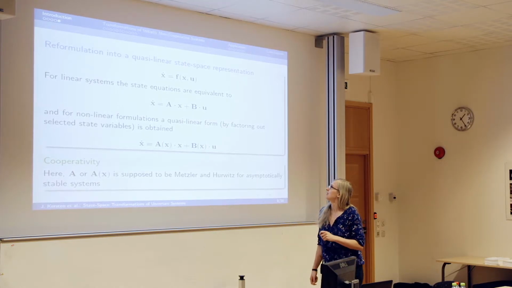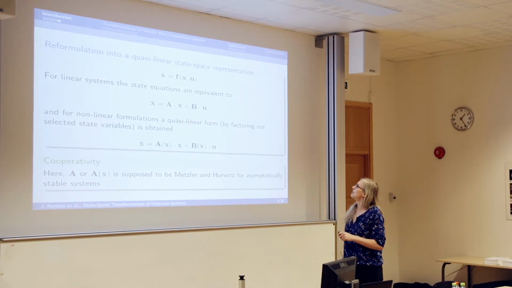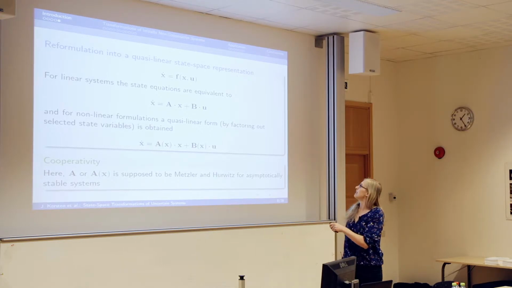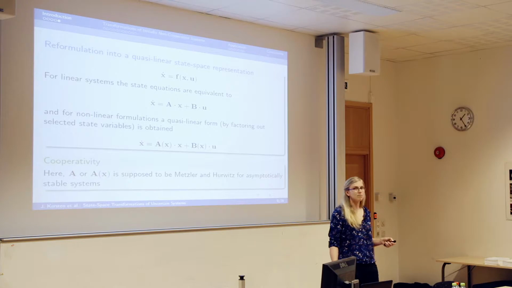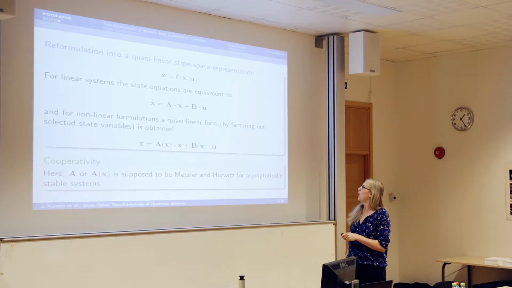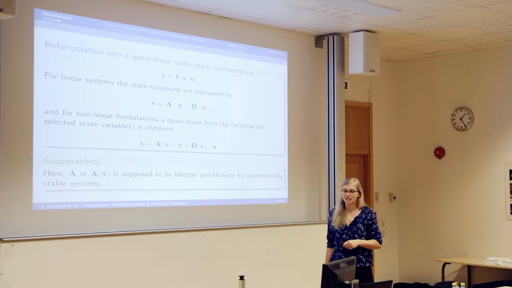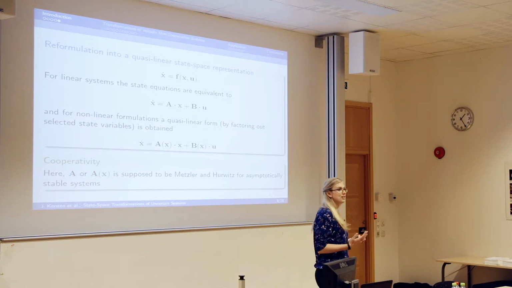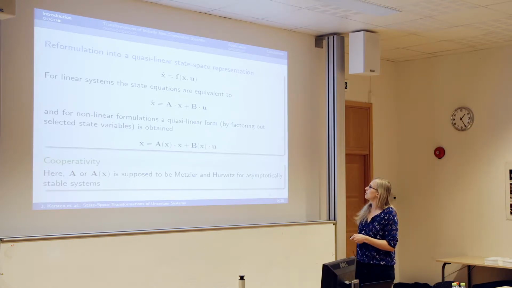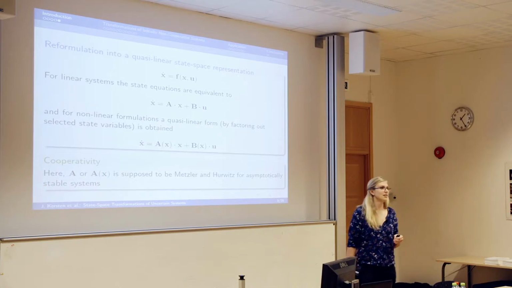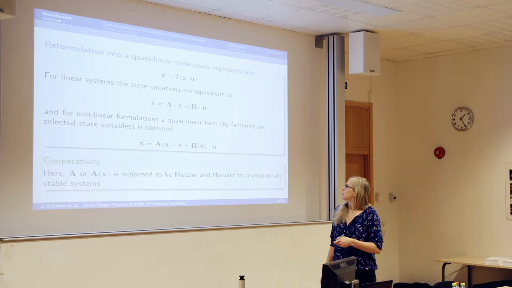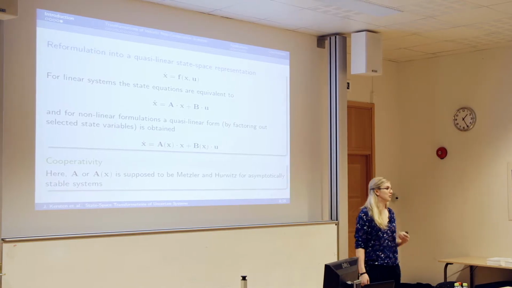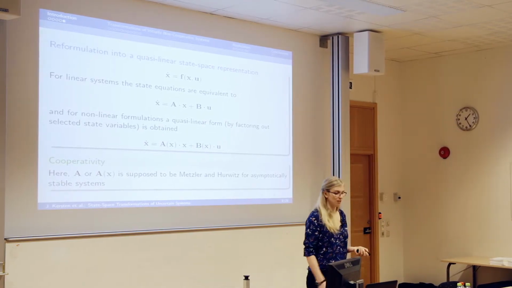So we consider this system to be given in a quasi-linear state-space representation for nonlinear systems. Well, if the system is linear, this will hold. And for nonlinear formulations, we can factor out our selected state variables, and this is an advantage in using uncertainty, because those state variables can be considered as the uncertainty. In order to get cooperativity, we need our system matrix to be Metzler and Hurwitz. Hurwitz because of stability, while Metzler because of the cooperativity.